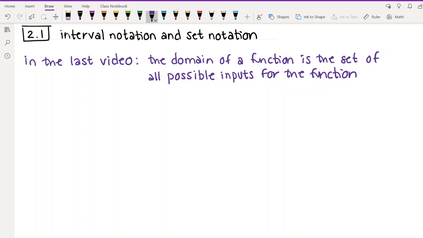And so what we're going to be doing in this video is learning some notation that, rather than having to describe everything in words, gives us a more concise way of describing the domain. So in this video, we'll basically be learning new notation that is used to describe sets of numbers.